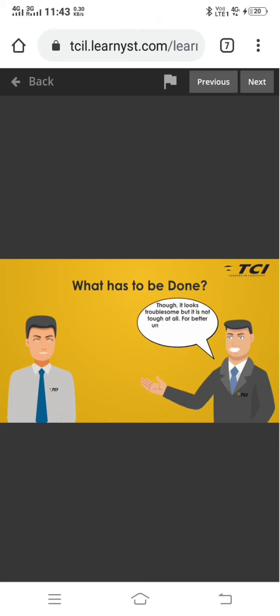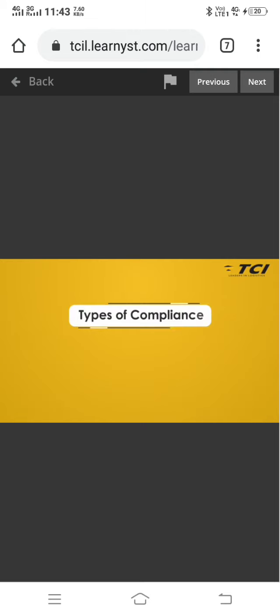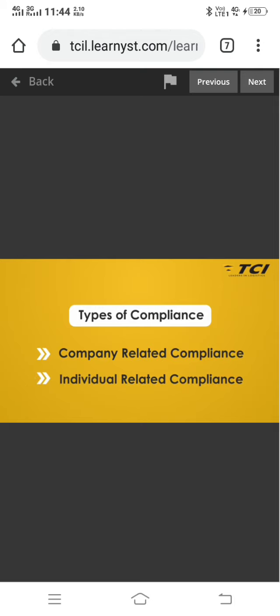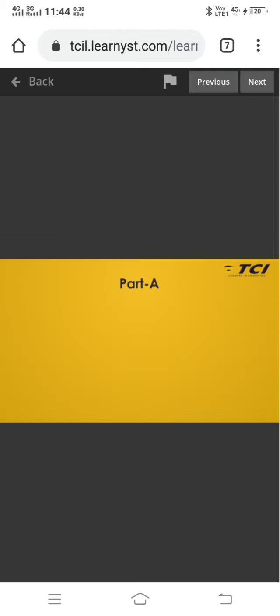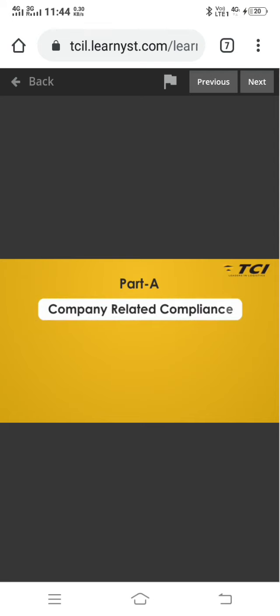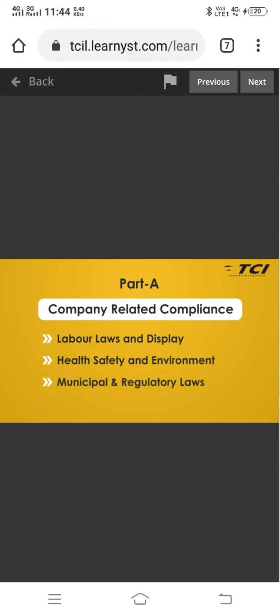For better understanding, let's bifurcate the compliance into two parts: company-related compliance and individual compliance. Let us first understand what company-related compliance is: labor laws and display, health, safety and environment, municipal and regulatory laws, MSME Act, Micro, Small and Medium Enterprises Act.